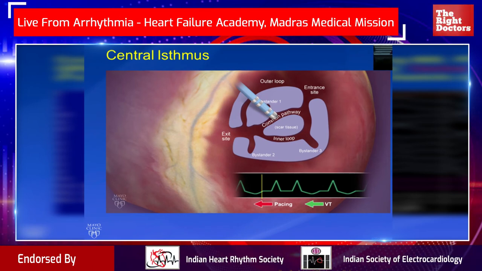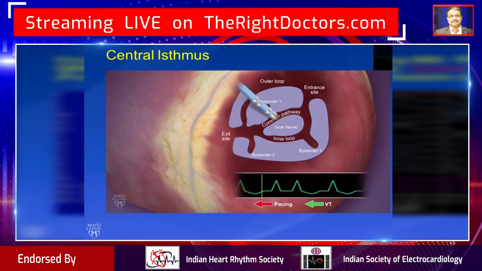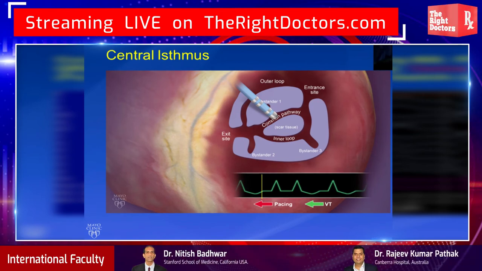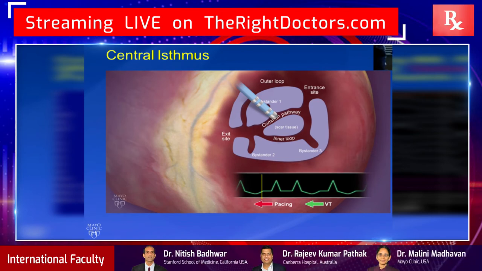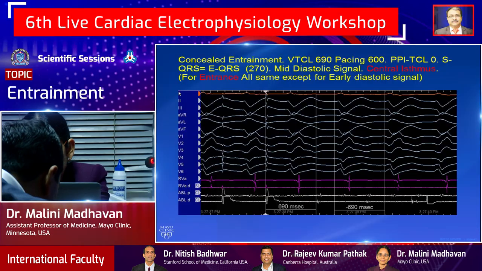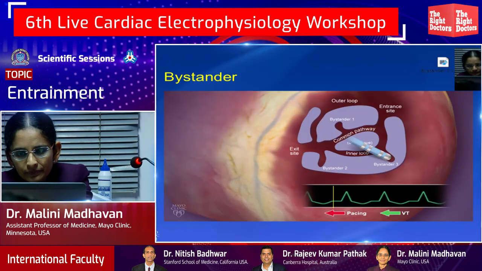Another parameter that you would use is the PPI and the TCL, right? So the post-pacing interval from a bystander circuit is going to be much longer than the tachycardia cycle length. Again, the same concept. It takes time to get out of the bystander pathway and then come back to it. So let's look at an example of that.